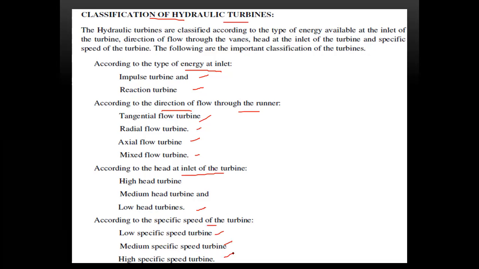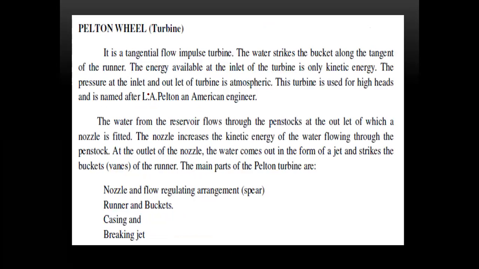Next, we'll discuss each type of turbine separately. That is the Pelton wheel: the Pelton wheel theory, the work done, and also the problems related to the Pelton wheel, right? It is a tangential flow impulse turbine. The water strikes the bucket along the tangent of the runner. The energy available, you do all these as self-study. There is no time to discuss each and everything.